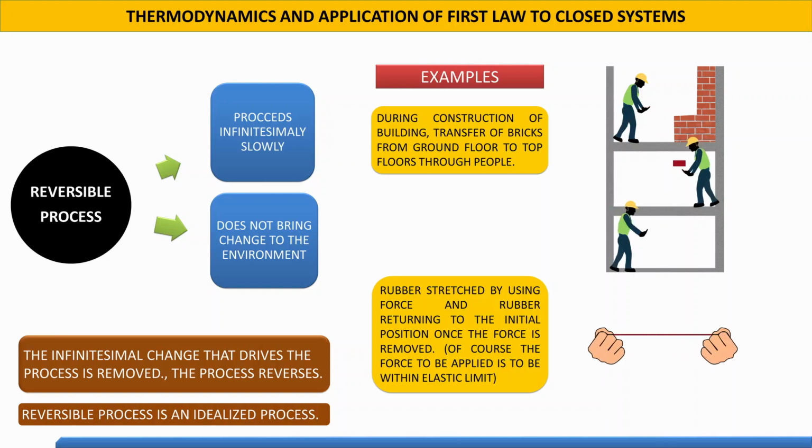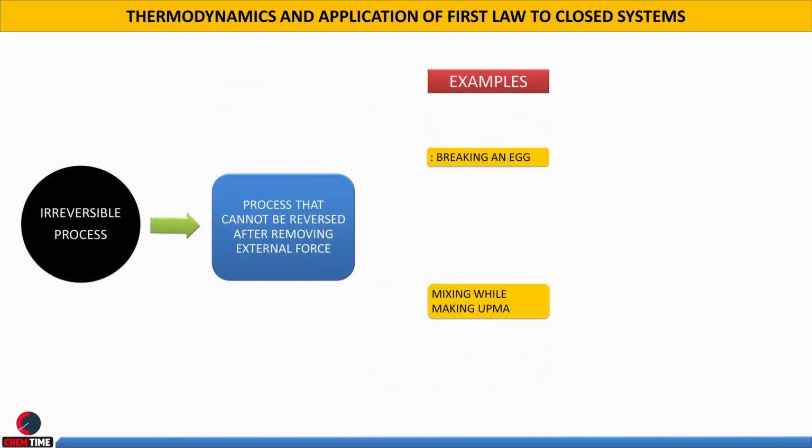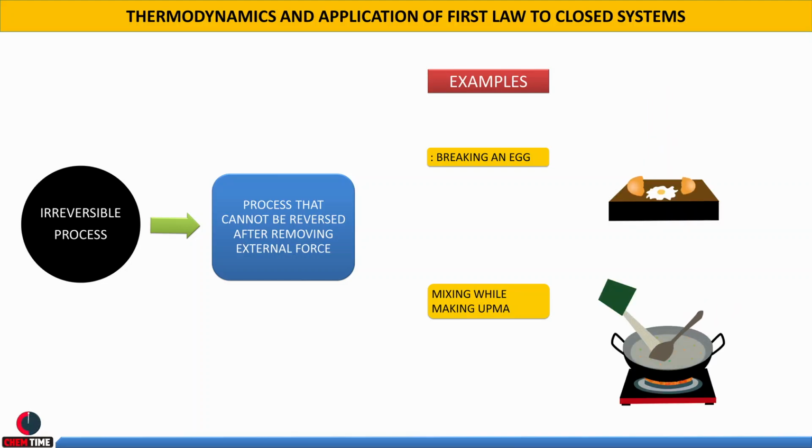Similarly, when rubber is stretched within the elastic limit, as soon as the external force is removed, the rubber regains its original position. That is an example of a reversible process. And a reversible process is an idealized process. Coming to irreversible process, the process cannot be reversed after removing the external force. For example, breaking of an egg is an example of an irreversible process.